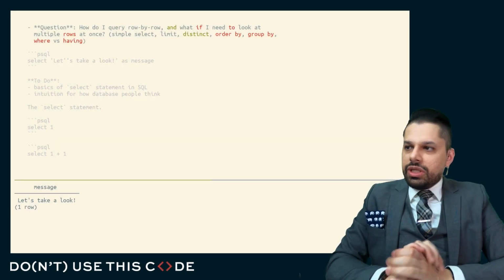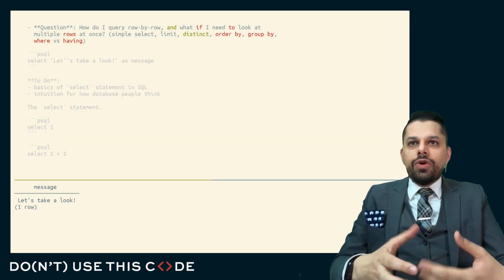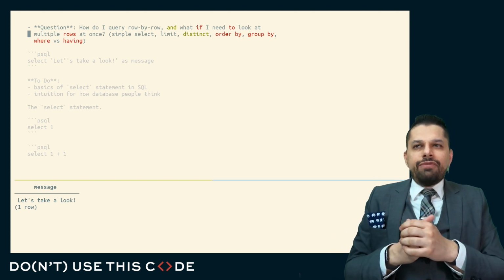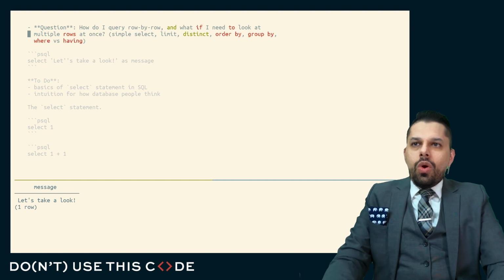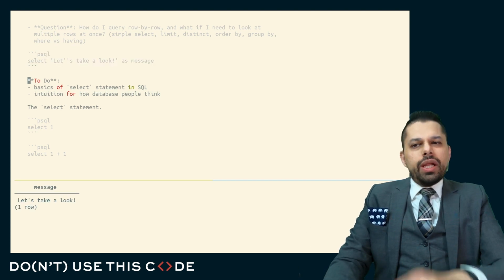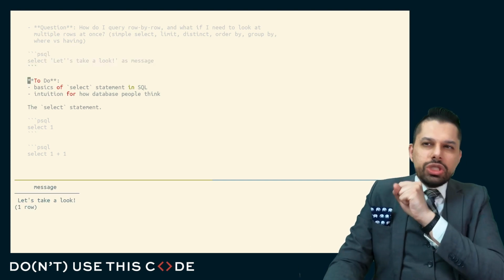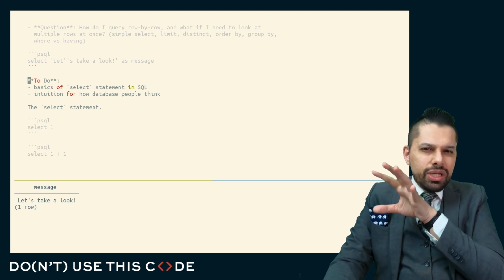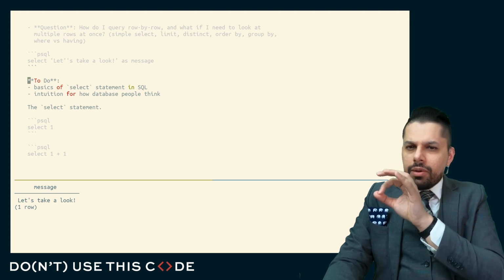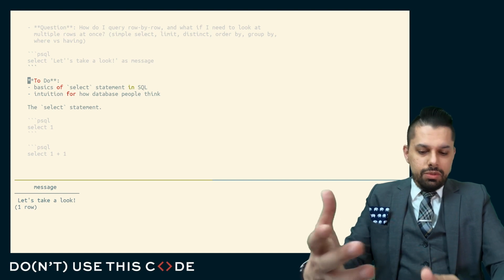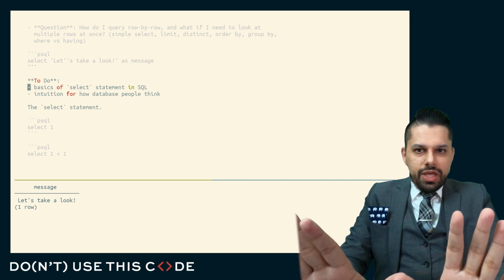Our very first question is, what are the basics of querying row by row, and what might I need to do if I have to look at multiple rows at once? What we're going to do in this question is look at some of the basics of the SQL select statement. We're going to use that as a launching point to talk about the intuition behind how the database people think, because it's going to appear more and more, and is very different from the extremely dynamic universe in which software programmers operate. But we'll start with the most basic.